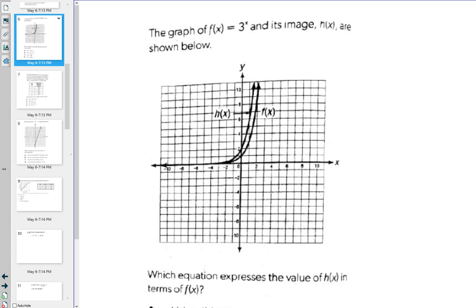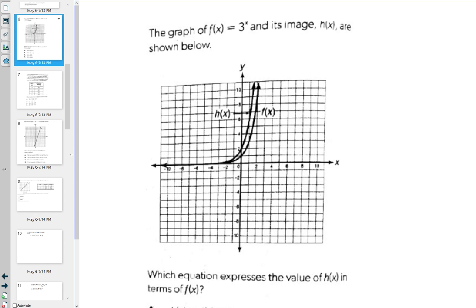In algebra one, because I get confused, but I also taught geometry. Did we use that terminology, image and pre-image? I know we did transformations, but I don't remember if we used those words. The pre-image is before a transformation, and the image is after a transformation.